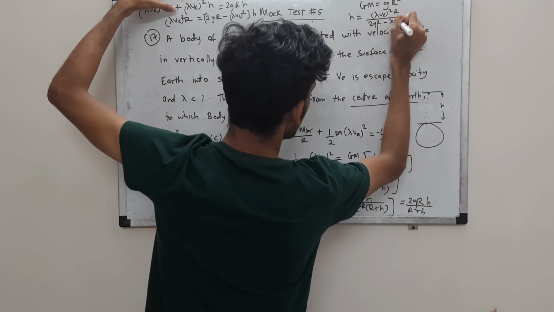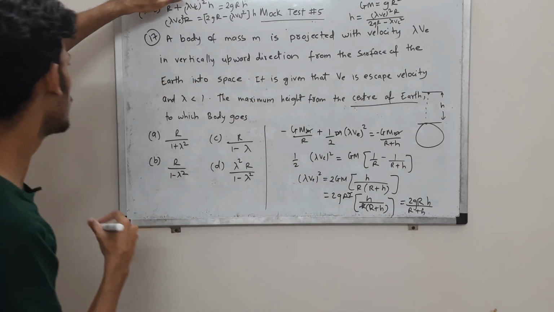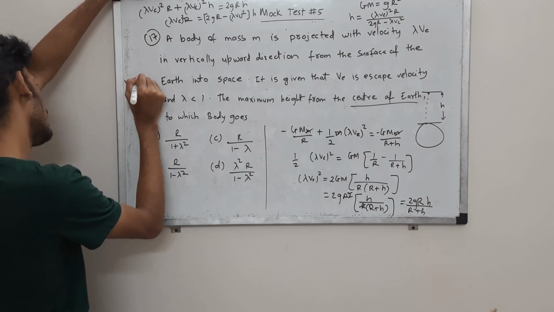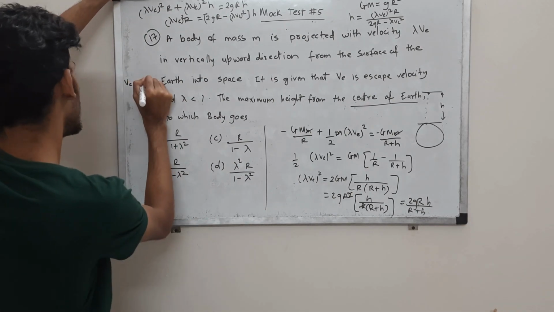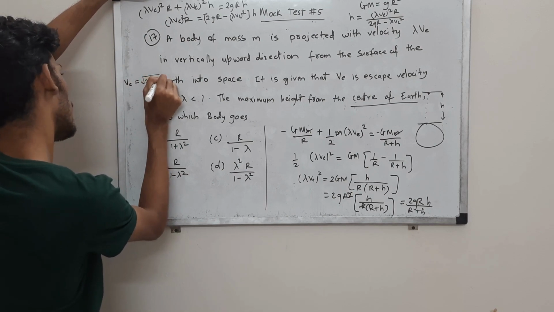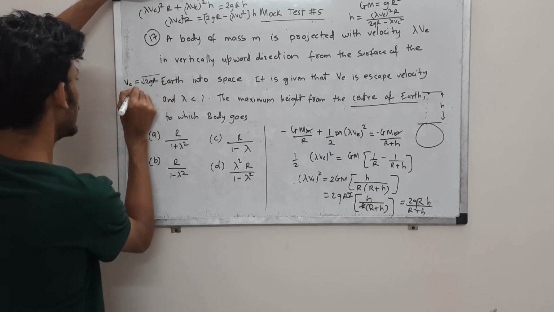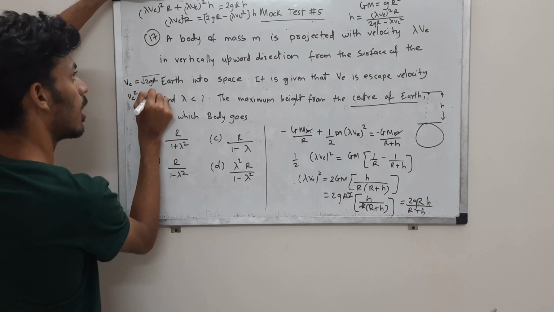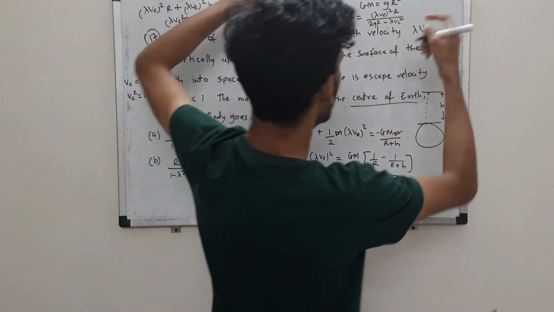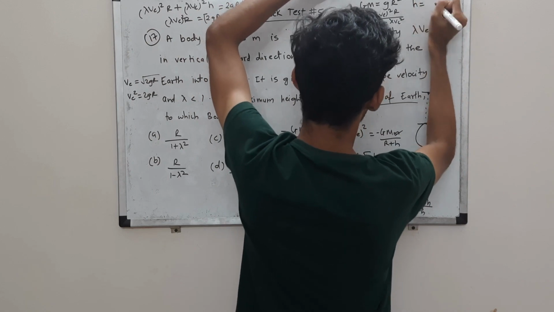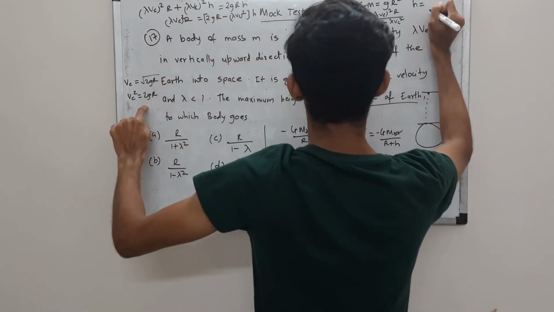Now one thing to note over here is that Ve is your escape velocity. It is given as under root 2gR. So Ve square will be 2gR. That is the term that you see over there. So you can actually divide the numerator and the denominator by Ve square, by this term.